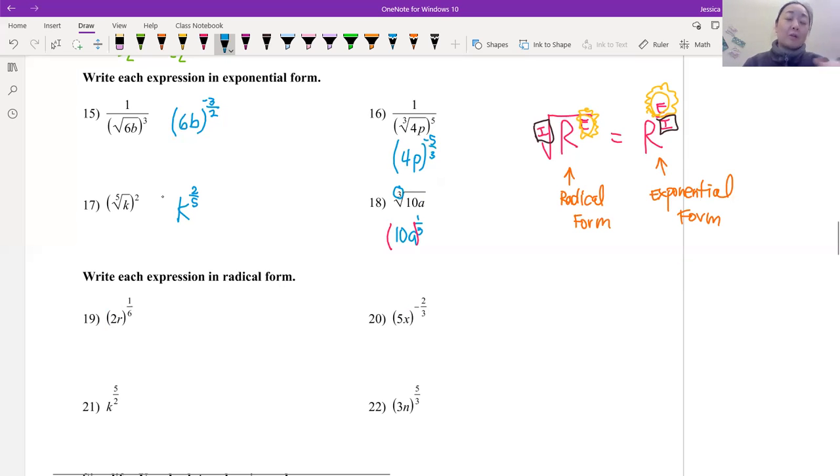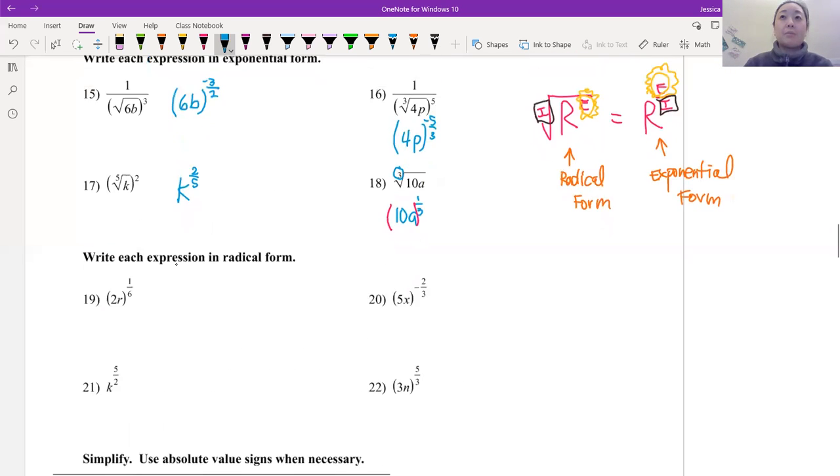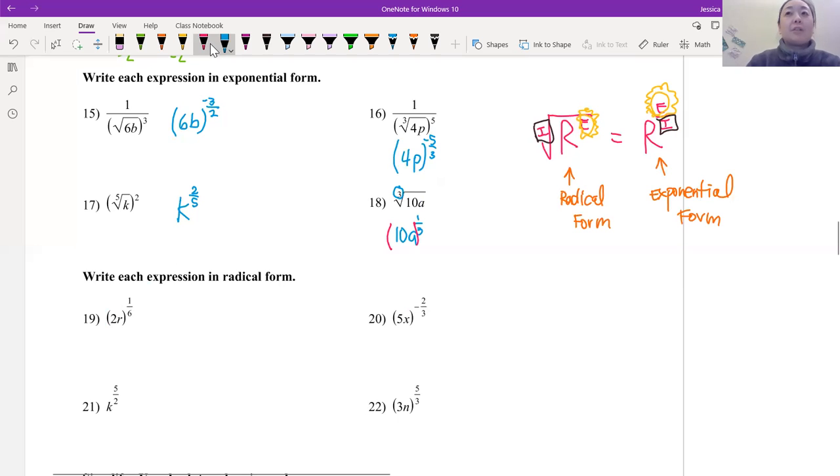Now we're going to go the other direction. We've got the exponential form and we want to change to radicals. Let's try this one. I'm going to put in my radical here, and I know that it is 2r, and the root is 6, so it's the 6th root. My exponent is 1, so I'm just going to leave it like that. I know that you know that it's 1. We don't need it. We're professional, right? So we don't need to put that in there. Okay, so we're good. That's your answer.